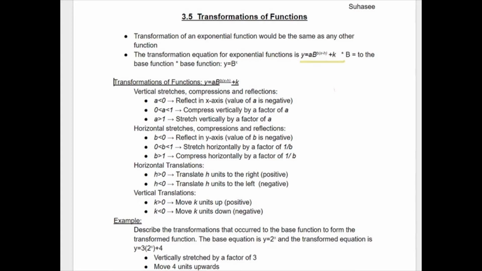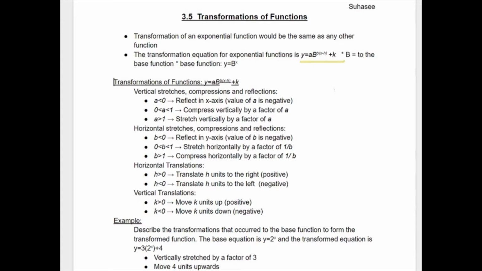Horizontal and vertical translations are very similar. If h is greater than 0, that means it translates h units to the right, and if it's less than 0, h units to the left. If k is greater than 0, it means it moves k units up, and if less than 0, k units down.